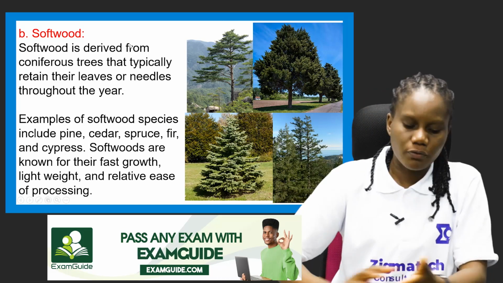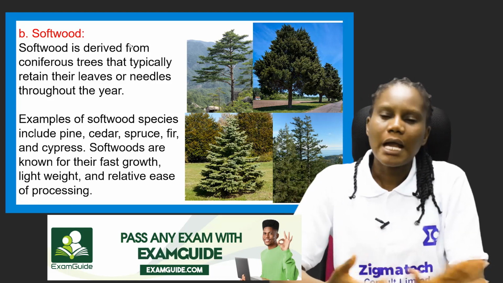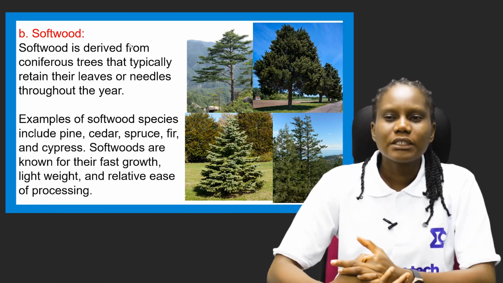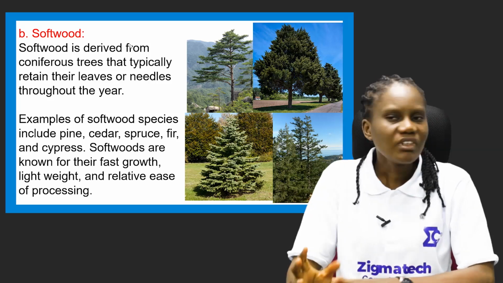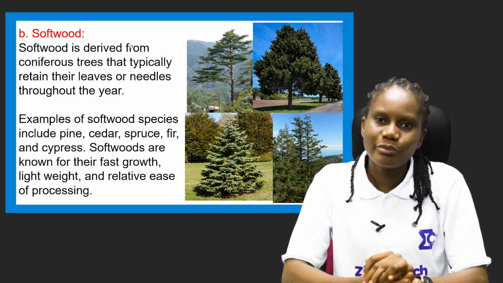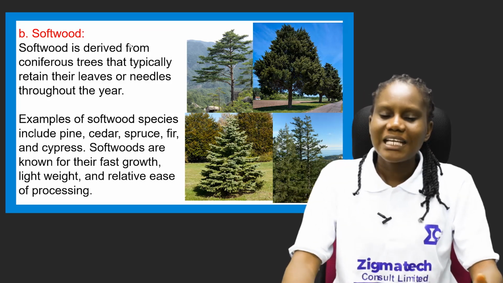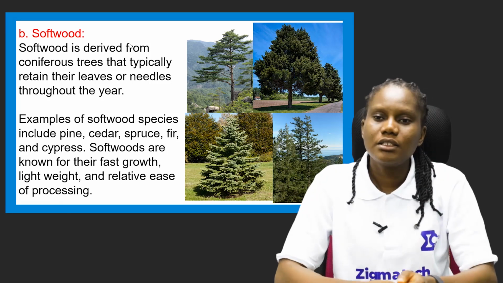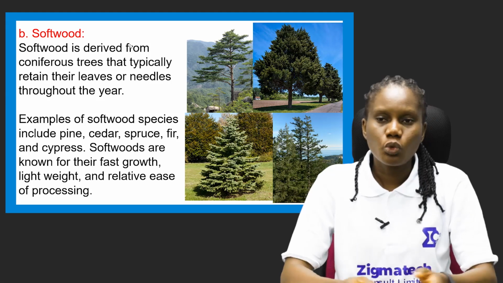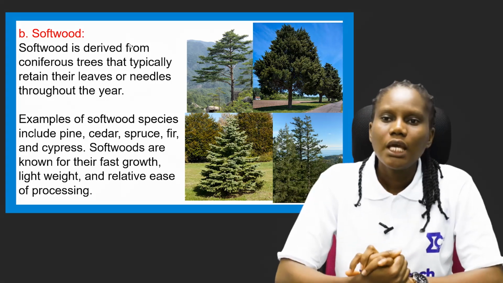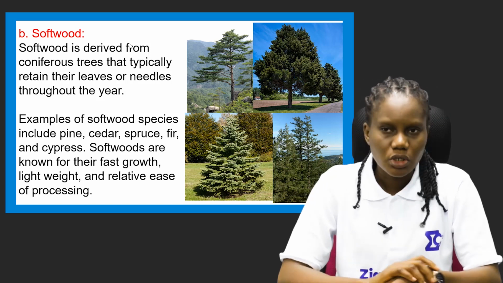So we're going to go to softwood. Before I move to softwood, I will do a quick recap on hardwood. I told you that you get your hardwood from deciduous trees, and these trees have broad leaves. Not only that, they are seasonal in nature, and I gave you examples of such woods such as obeche, the African mahogany, and others. So very quickly, we're going to move to softwood.